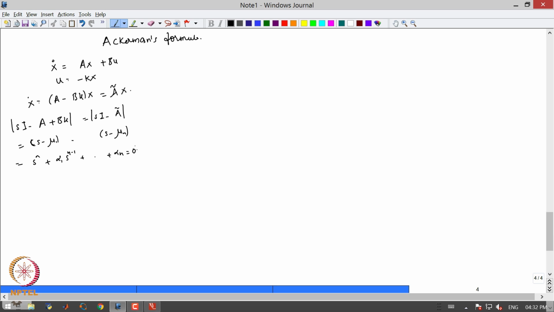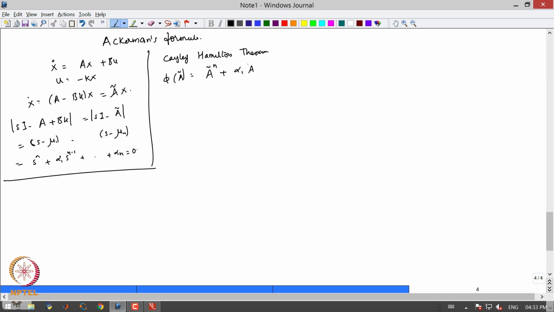Now, this is good. Let me go to the Cayley-Hamilton theorem. What it tells me is that a matrix satisfies its own characteristic equation: phi of A tilde is A tilde to the n plus alpha 1 A tilde to the n minus 1 plus up to alpha n I equal to 0. Now, this is the n cross n identity.